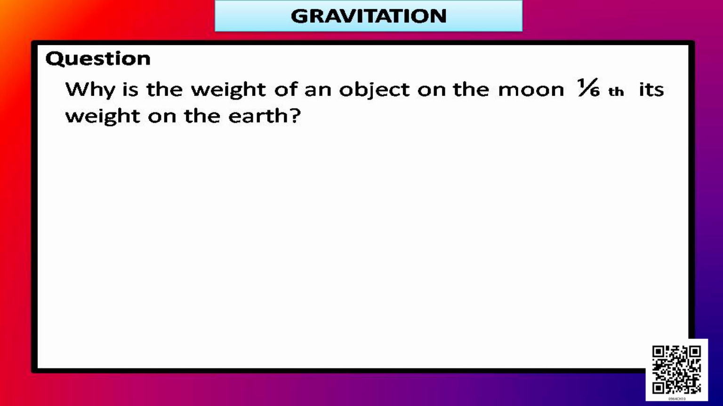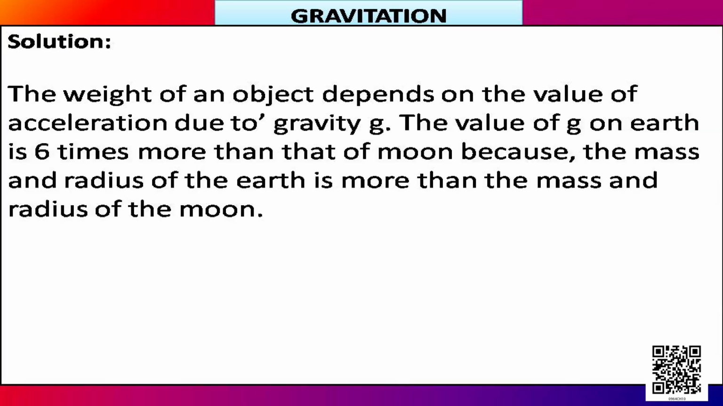Students, let us now discuss the next question. The next question says, why is the weight of an object on the moon 1/6 its weight on the earth? Let us now discuss its solution. The weight of an object depends on the value of acceleration due to gravity g.